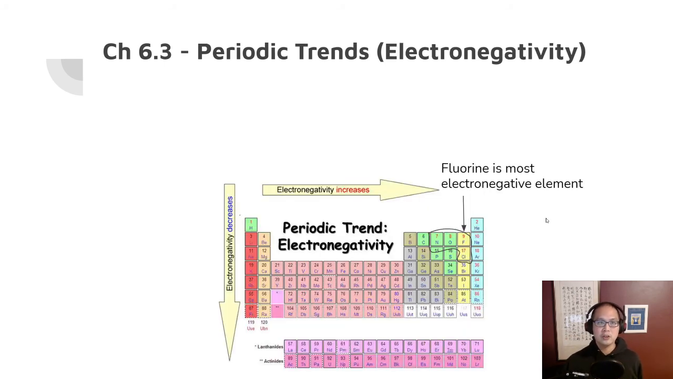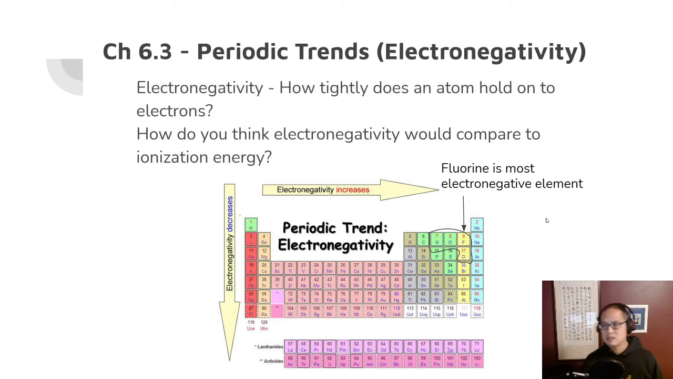And the last one that we're going to do is electronegativity. This is the one that was not in the gizmo that you did. Electronegativity is basically how tightly an atom holds on to electrons. So how do you think electronegativity would compare to ionization energy? Hopefully you said it'll be the same, because if ionization energy is how much energy I need to pull something away, then the more energy I need to pull the electron away, that must mean that atom is more electronegative because it's holding on to its electrons more tightly.